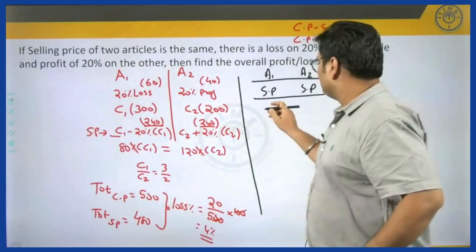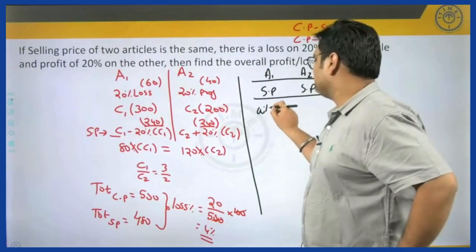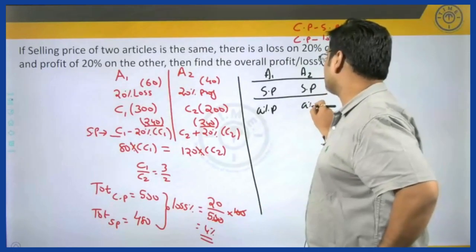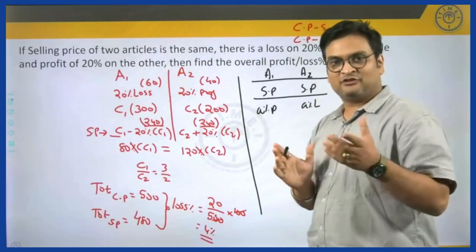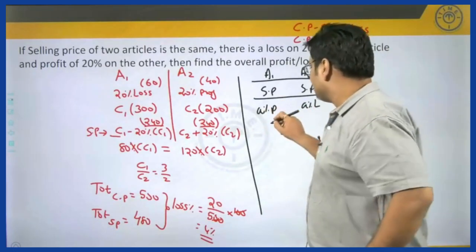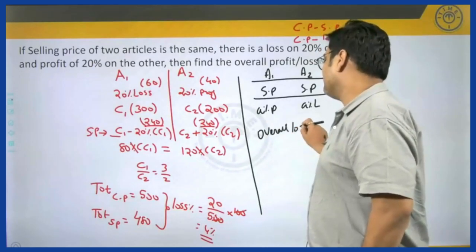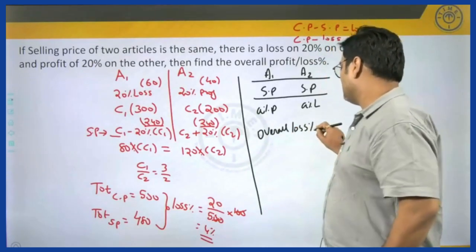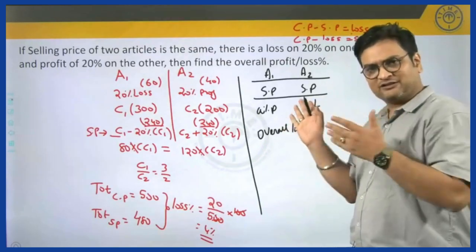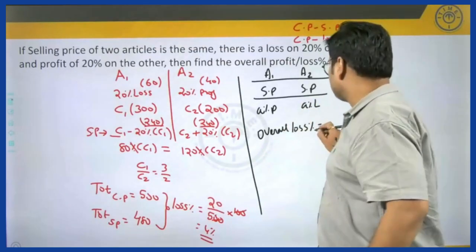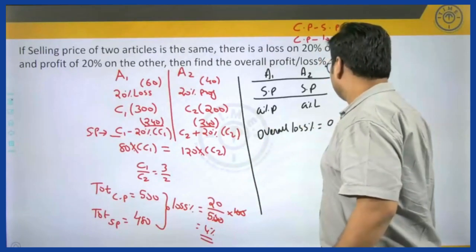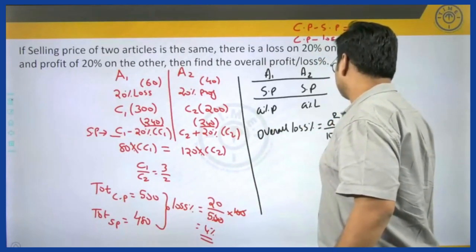Also, on one article, there should be a profit of A%. On the other, there should be a loss of A% only, not some B%. Now, in such a case, overall, there is always a loss. Overall loss percentage will be given as simply A square by 100 percentage.